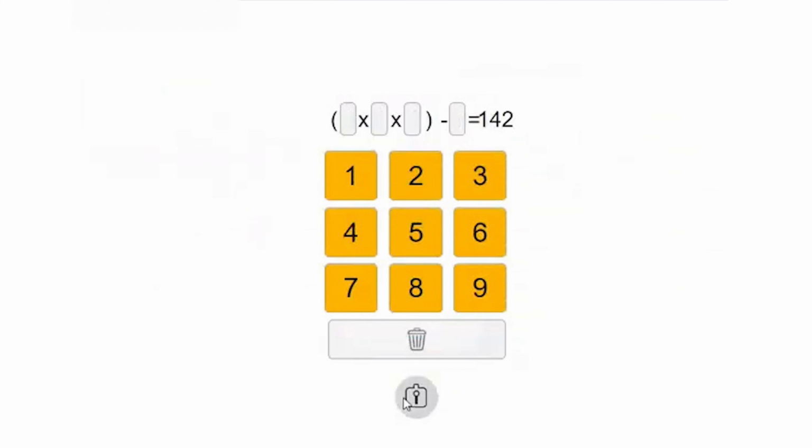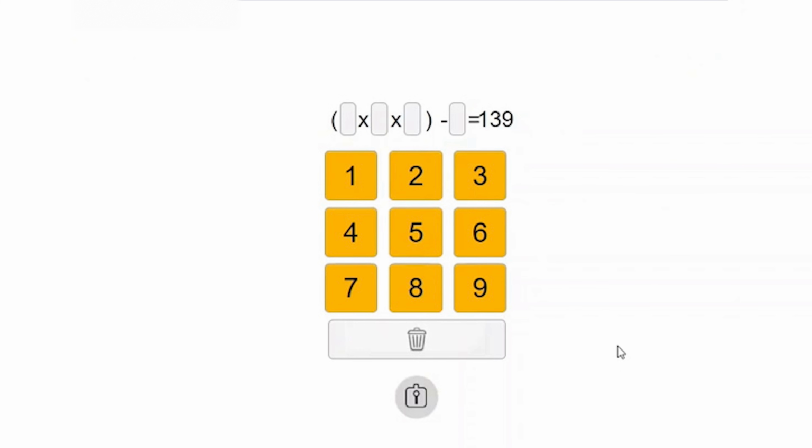So how can we make 144 using 3 numbers? Let's start with 3. 144 divided by 3 is 48. This makes sense. 48 divided by 6 is 8. So 6 into 8 into 3 is 144 minus 2.